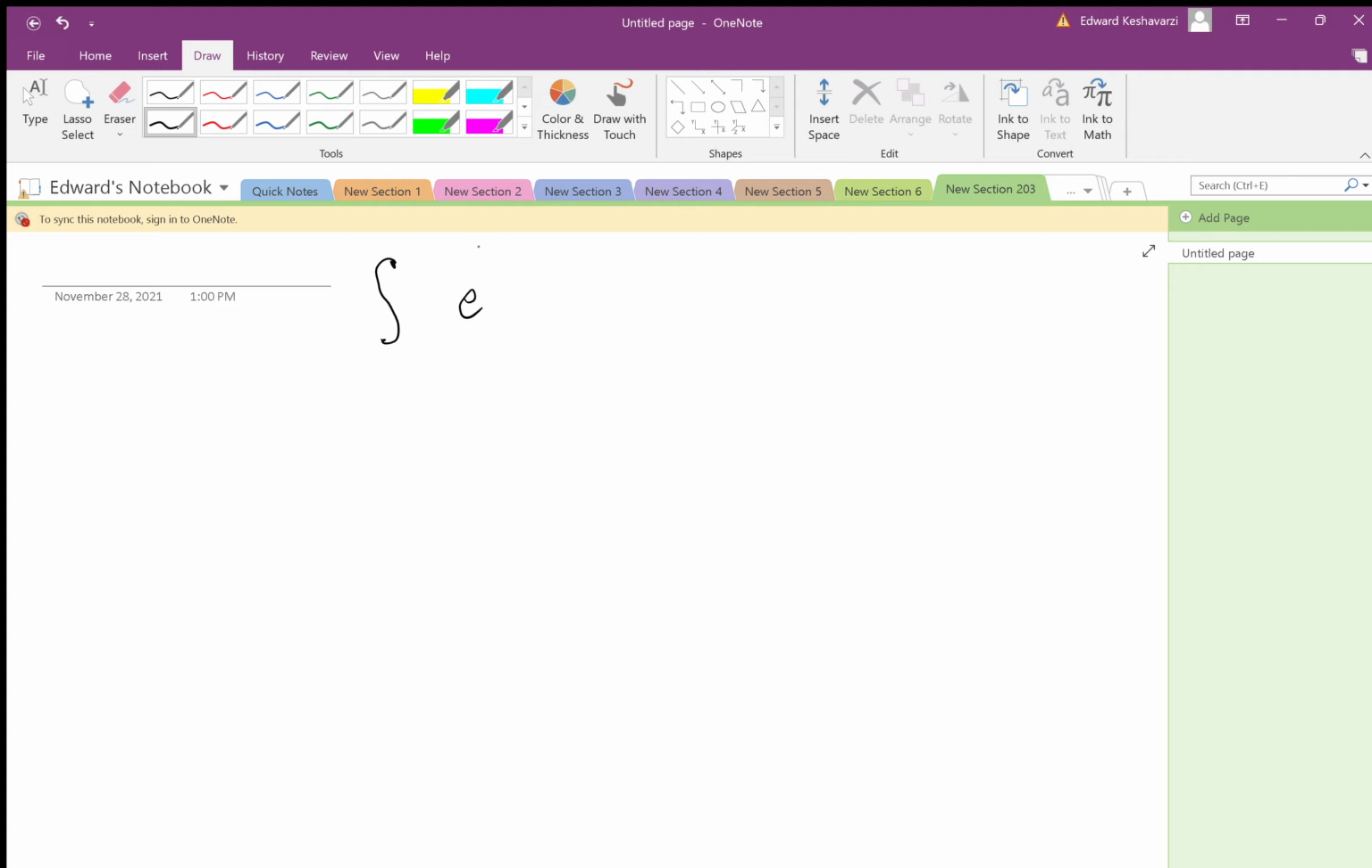So the integral of e to the power of 2x minus 3 over 2x minus 1 plus 3x to the power of 4 dx.